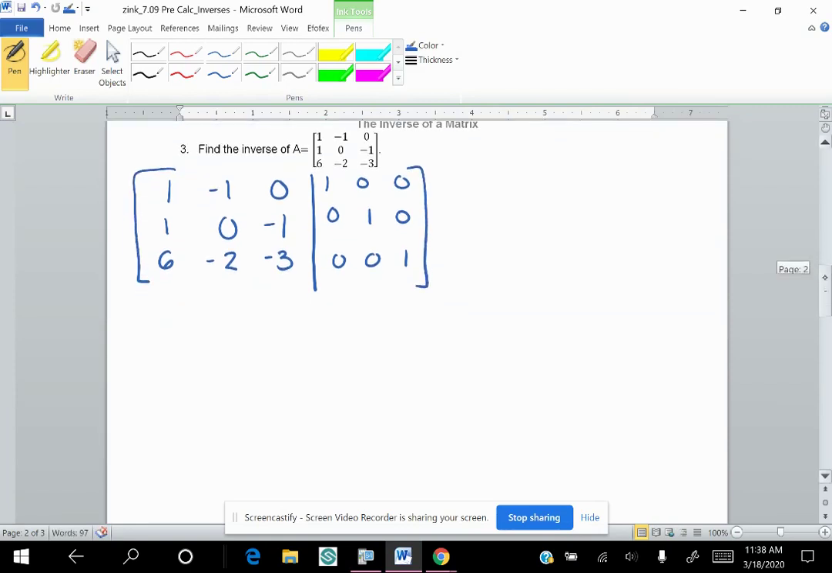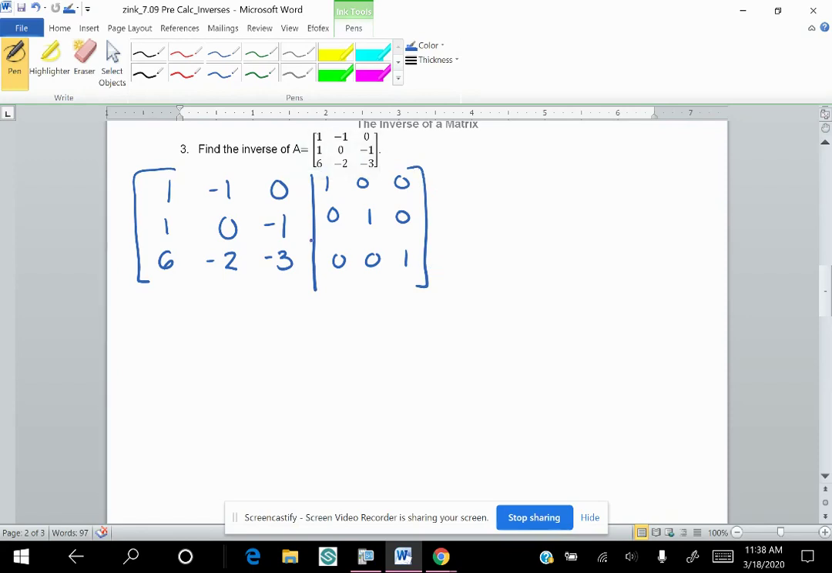So what I want to do again, my main goal here, is to take this left-hand side right here and make that become my identity matrix. And whatever I do to each row, I have to do to the whole row straight across through the line.